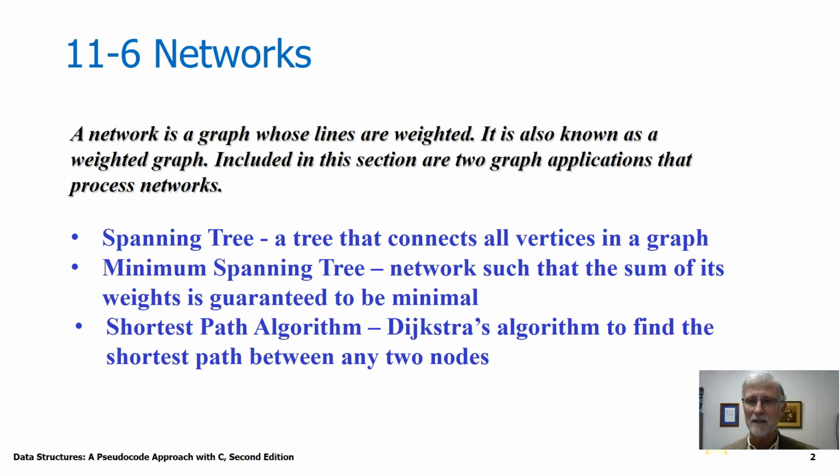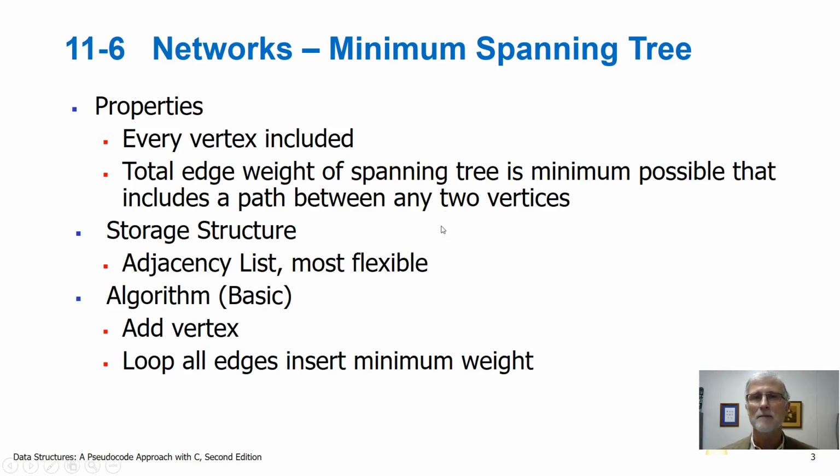Well, a minimum spanning tree is, because I have a weighted graph, now I want to make sure I have all the vertices connected, but I want to do it in the cheapest way, the less expensive way, the minimum weight. And then we'll talk about the shortest path algorithm. Back in the early 60s, and maybe mid 60s, Dijkstra wrote an algorithm to find the shortest path between any two nodes. So we're going to go through those two examples, and then I'll let you do some homework in it. So let's look at the minimum spanning tree.